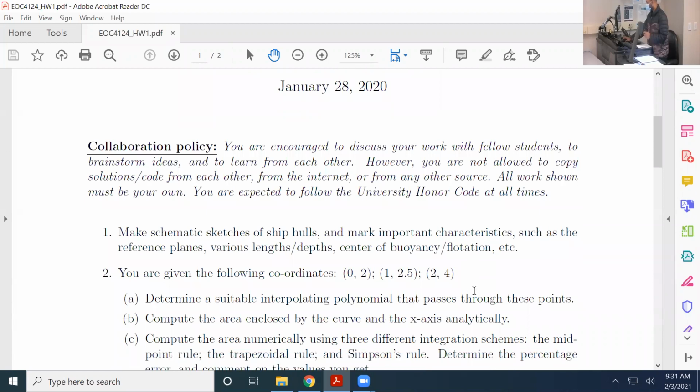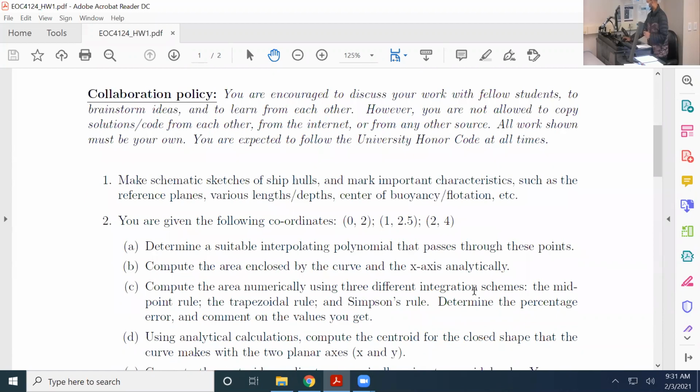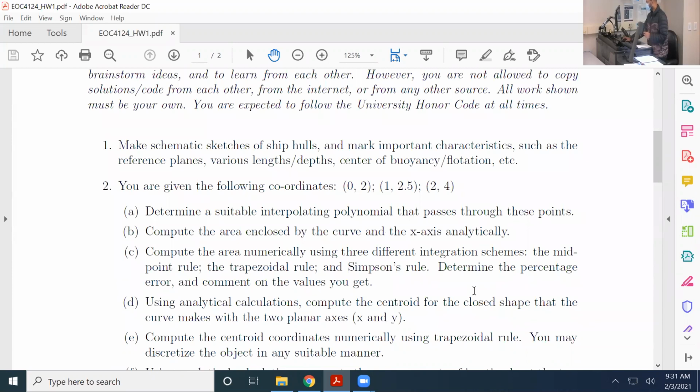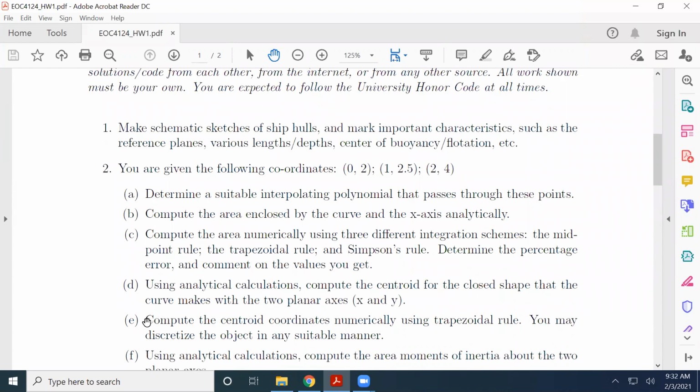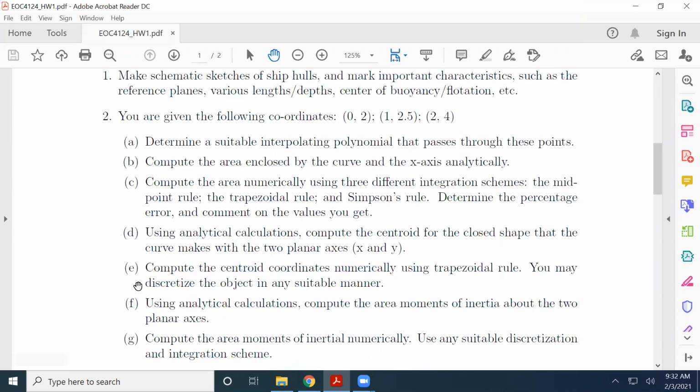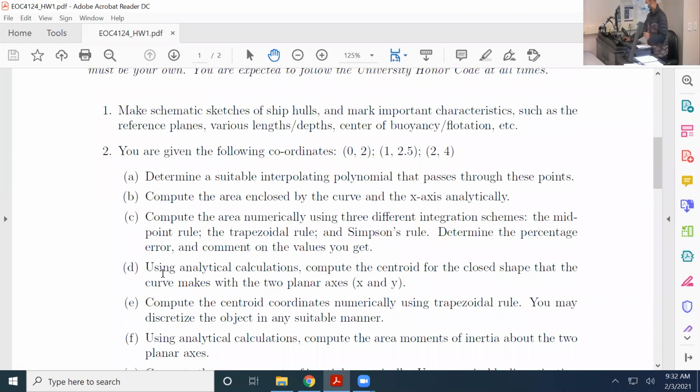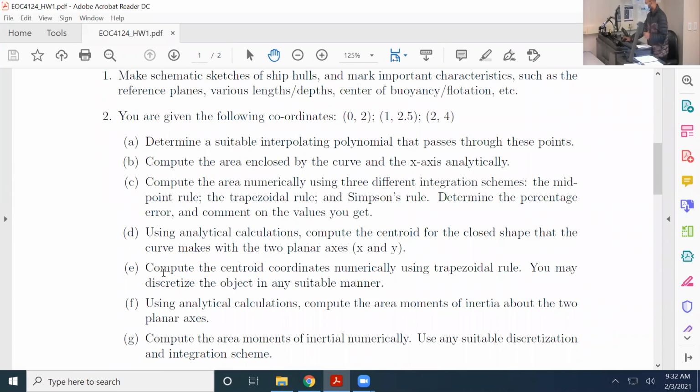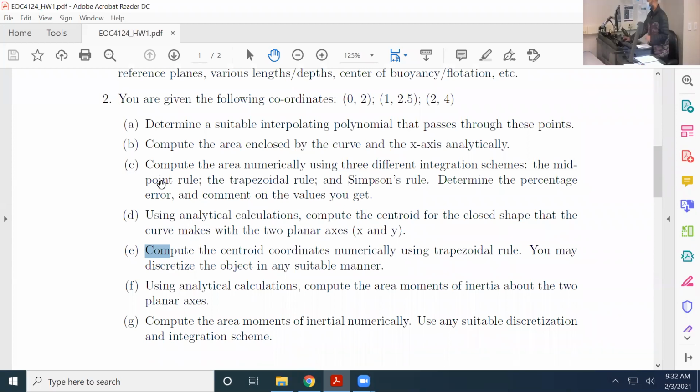Okay. Can you pick a specific problem you're having issues with? You say E and G, 2E and 2G. Yeah, so we can go over it. Anything before that? Anybody else have issues? Okay, all right. So let's look at 2E and 2G.